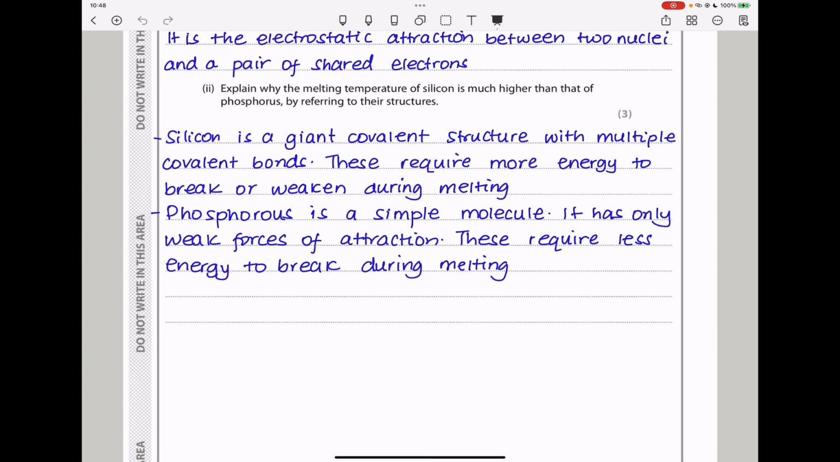their structures. Now, silicon is a giant covalent structure, and silicon has multiple covalent bonds. When you melt silicon, we have to break these covalent bonds, and the process of breaking or weakening them requires more energy in comparison to phosphorus, which is a simple molecule and only has weak forces of attraction. These weak forces of attraction require less energy to be broken or weakened during the melting process.